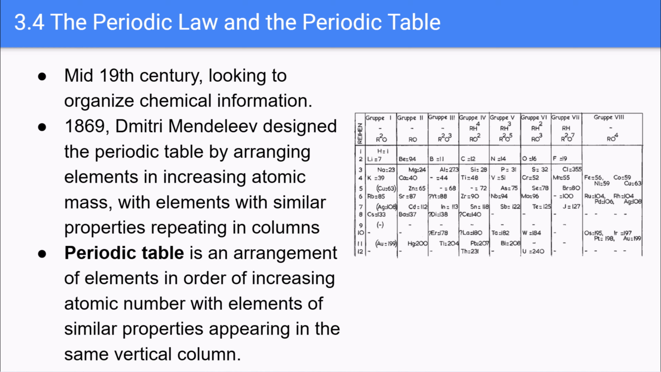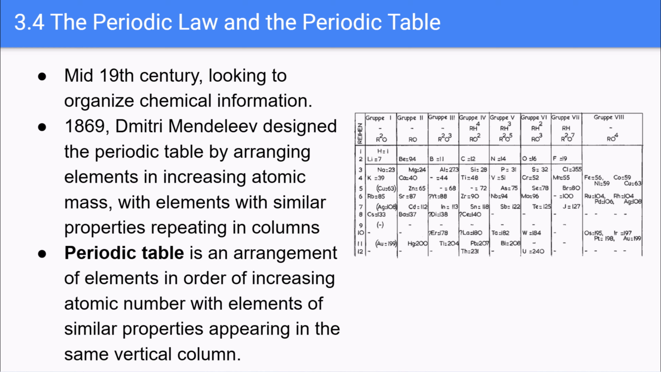So for example, if we look at the top part where it says group 1, and underneath that it says R2O, what that means is that everything in that column reacts with oxygen in a 2-to-1 ratio. So for example, hydrogen reacts with oxygen to form H2O. Lithium reacts with oxygen to form Li2O. Sodium reacts with oxygen to form Na2O, and so on as you go down the group. And what you notice is if you look at the current day periodic table, the group is relatively unchanged.